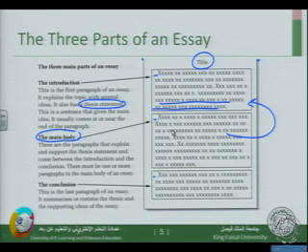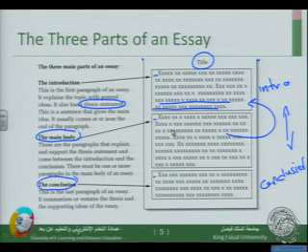It comes between the introduction and the conclusion. So it comes between both of them, the introduction and the conclusion.